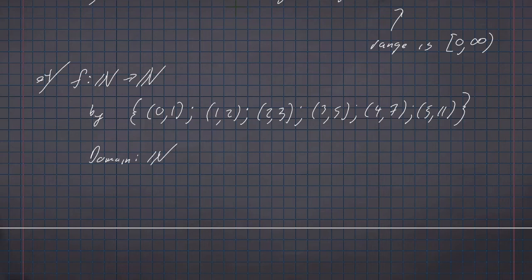But the domain of this function is the natural numbers, because that's what I defined the domain to be. The codomain of this function is the natural numbers, and the range of this function is 1, 2, 3, 5, 7, and 11.